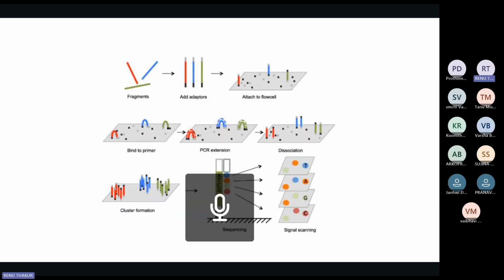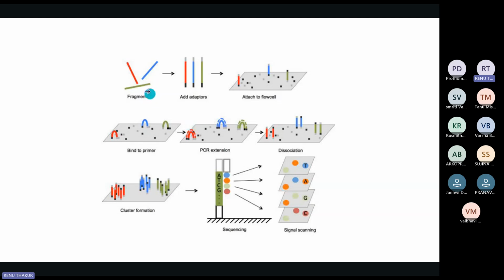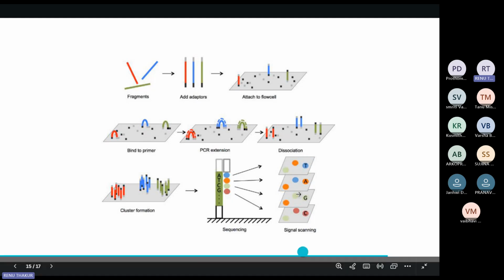So this is a diagram which I just added for your reference. These are the fragments. We add adapters to their ends. We attach them to the flow cell. They bind to their complementary primers. They're going to be extended by PCR. Next, they're going to get dissociated into two single strands. Clusters are going to be formed. And then by the addition of fluorescent nucleotides, we are detecting the sequence, and we are scanning the signals emitted.